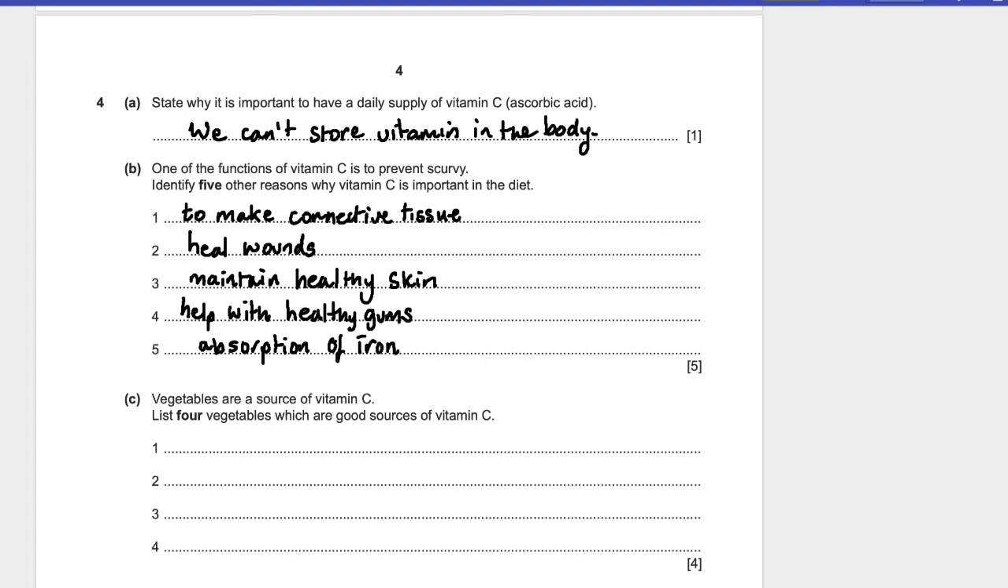4c. Vegetables are a source of vitamin C. List 4 vegetables which are good sources of vitamin C. Bok choy, cauliflower, broccoli, and tomatoes. However, if you think tomatoes are a fruit, then perhaps you can go with potatoes instead.